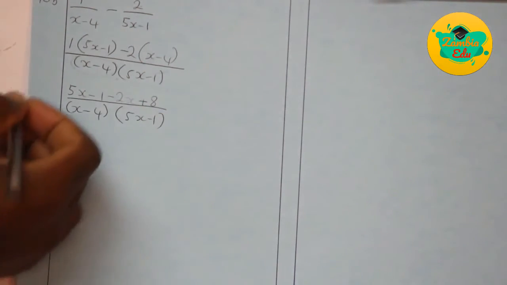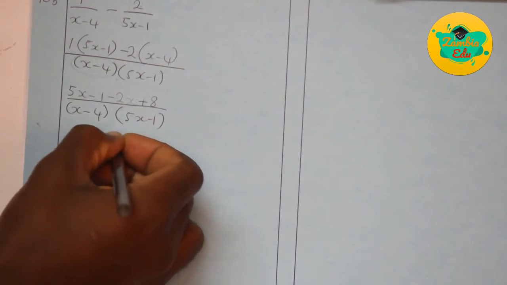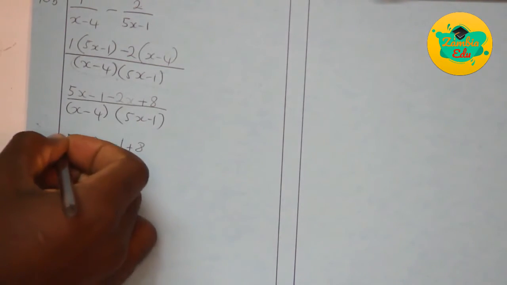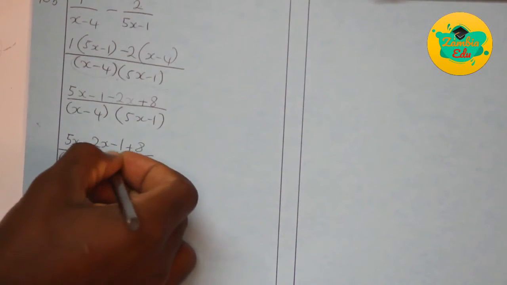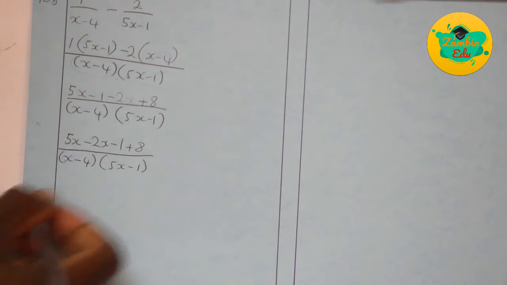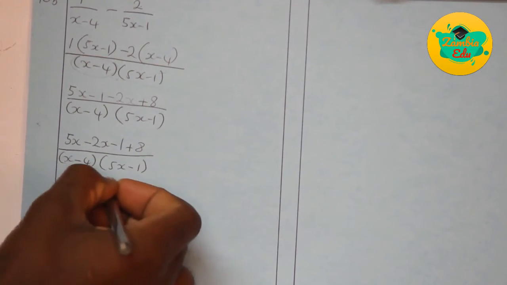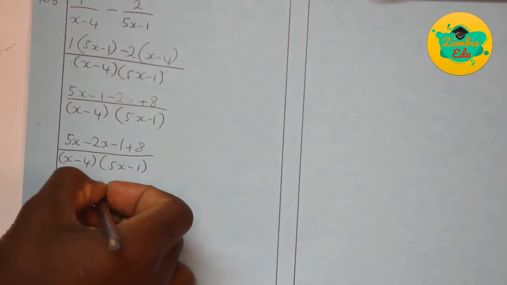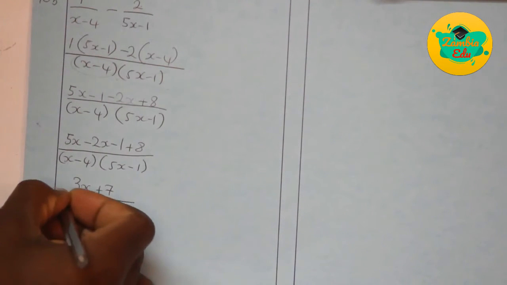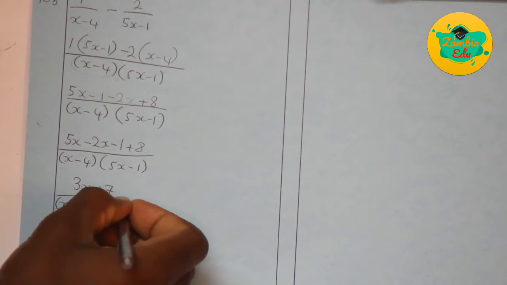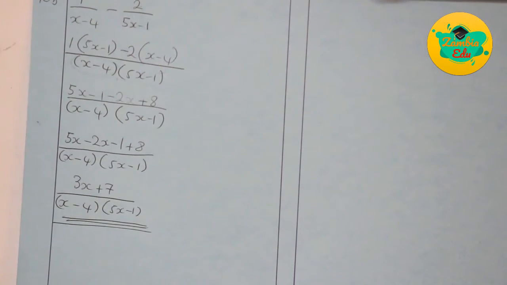Group the like terms. 5x minus 2x minus 1 plus 8 over x minus 4, 5x minus 1. 5x minus 2x gives you 3x plus 7 over the whole common denominator. And that becomes your answer.